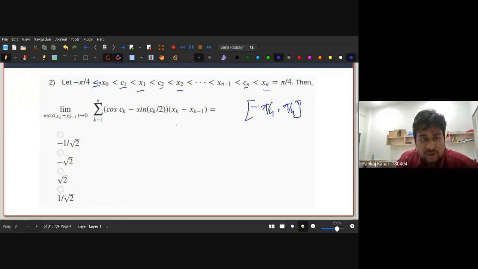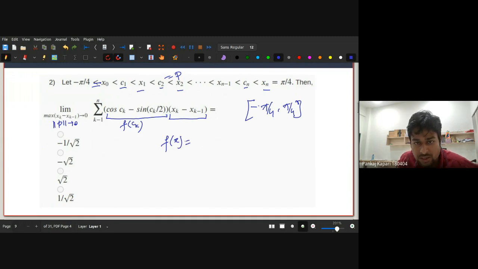And then you have this particular sum, and it says to find the limit when the norm of this partition goes to 0. Okay, so this is our partition P, and you can see that this part is just the length of the subintervals. Therefore, in the Riemann sum, this must be the part where we have f of ck. So this gives the idea that the function involved here must be cos x minus sin x by 2.